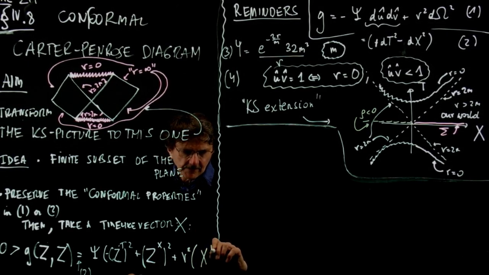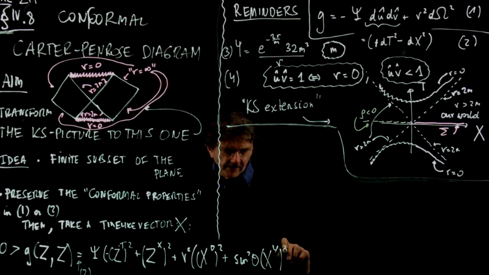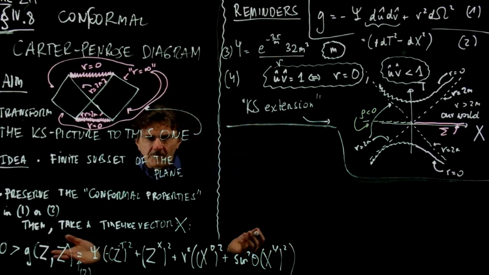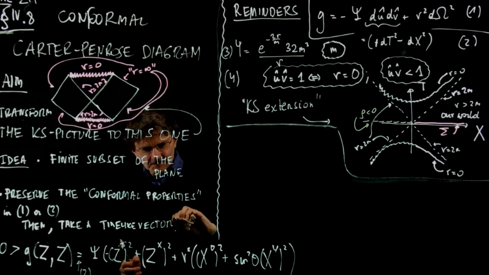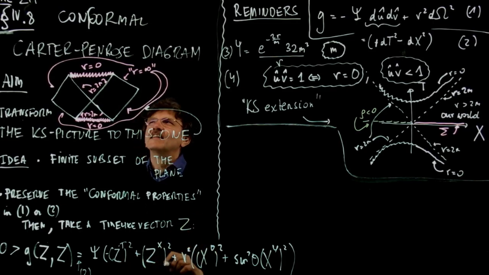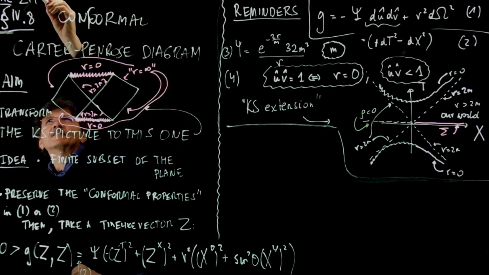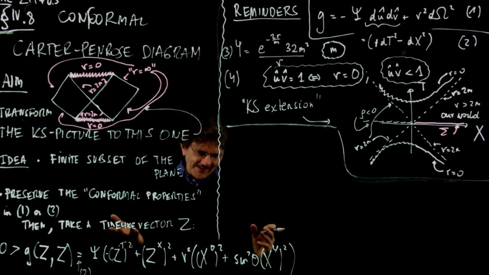sin²θ dθ² plus sin²θ dφ². Okay, so that's the length of a time-like vector, not x but z. Good, we'll get there. Let's go on, count this as 1/2 as I corrected it myself. Quickly.